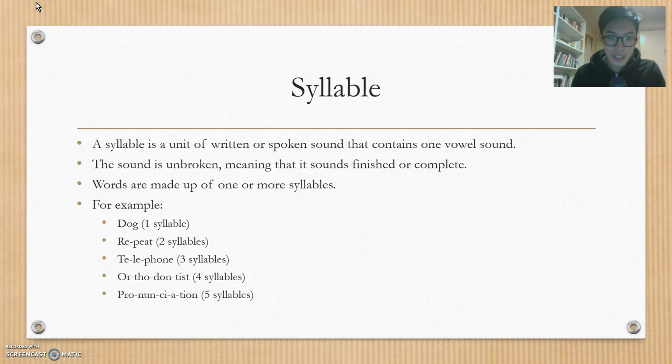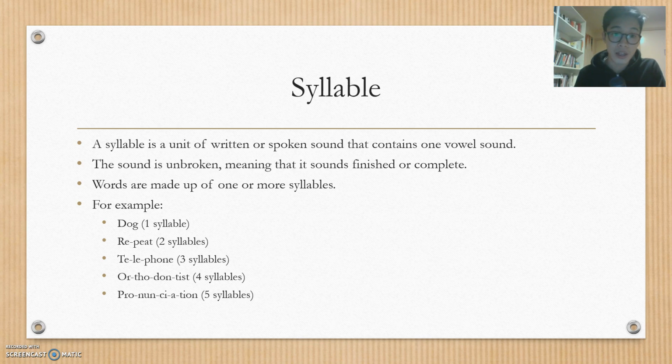Okay, so in the last video we talked about meter, and we talked about how meter is a way of measuring or describing rhythm in a poem. So what we're going to actually talk about now are the basic building blocks of rhythm in a poem. Now I'm sure you've heard of this term before, but it's a syllable.